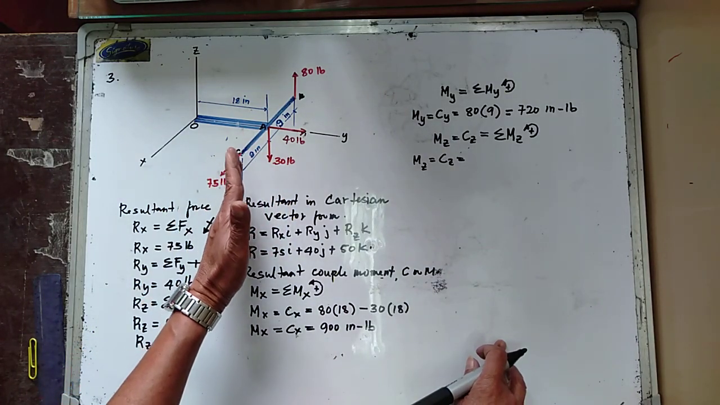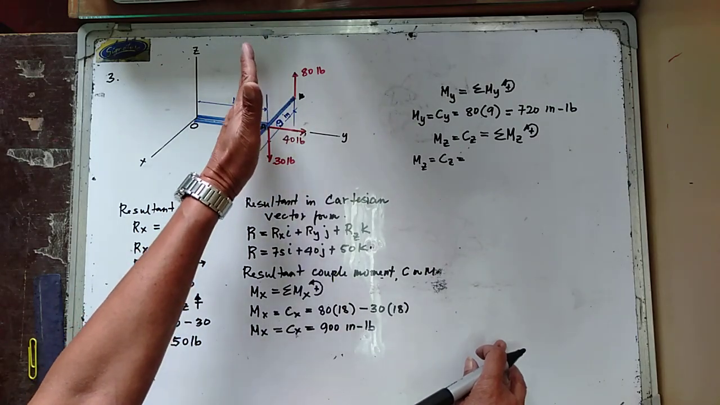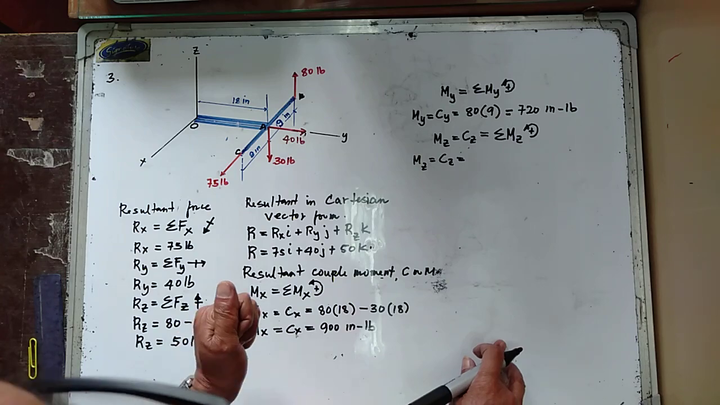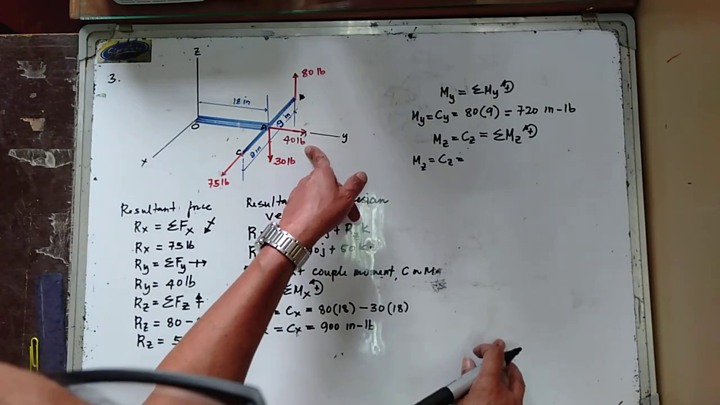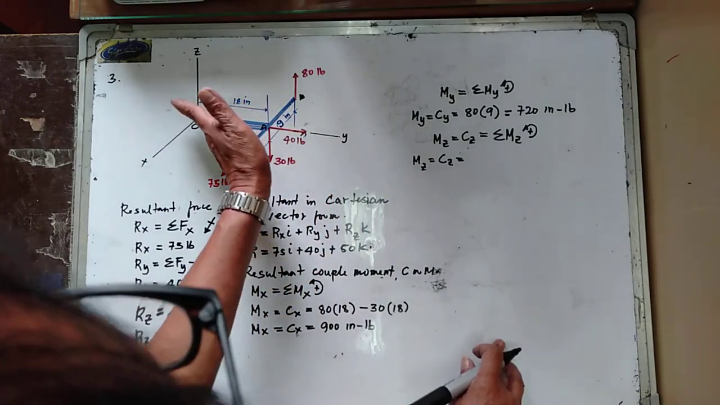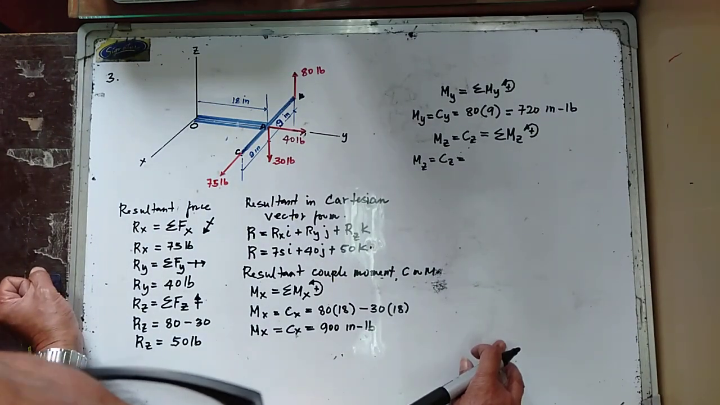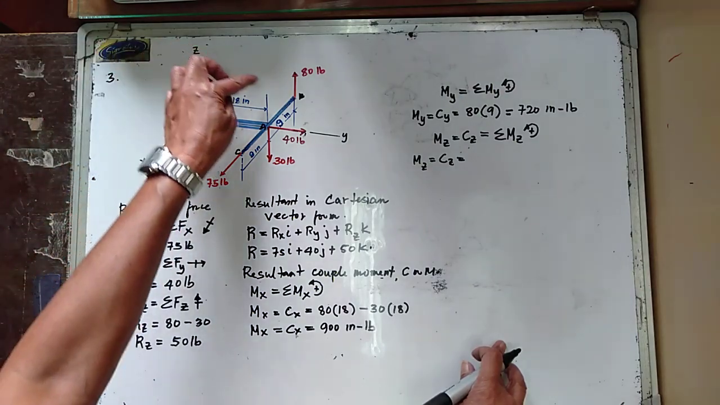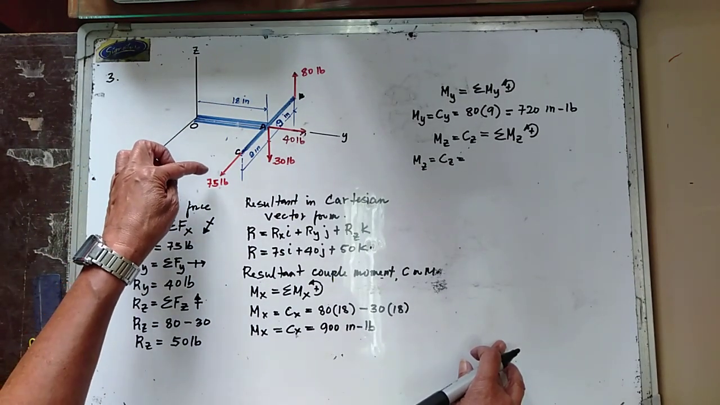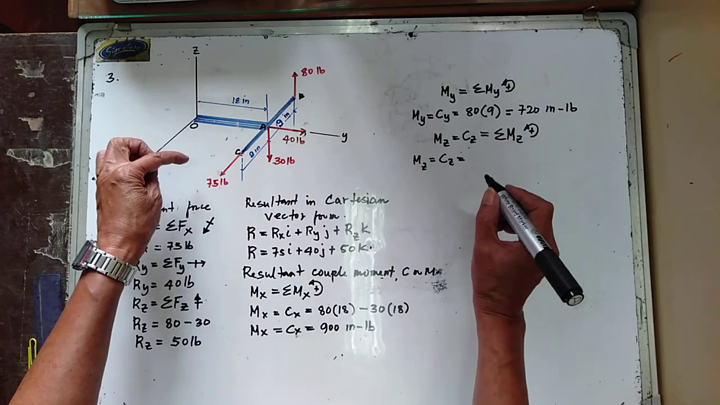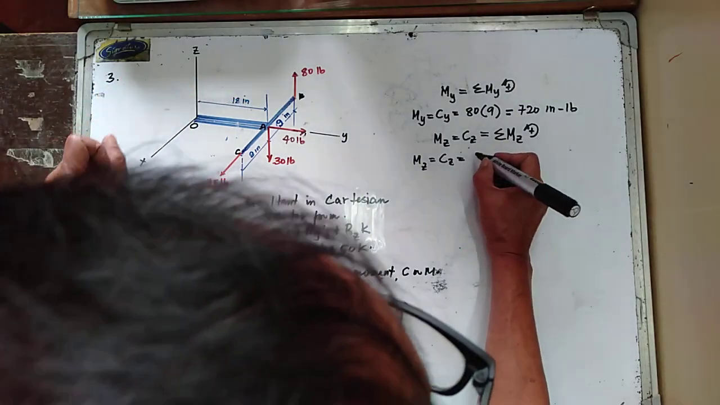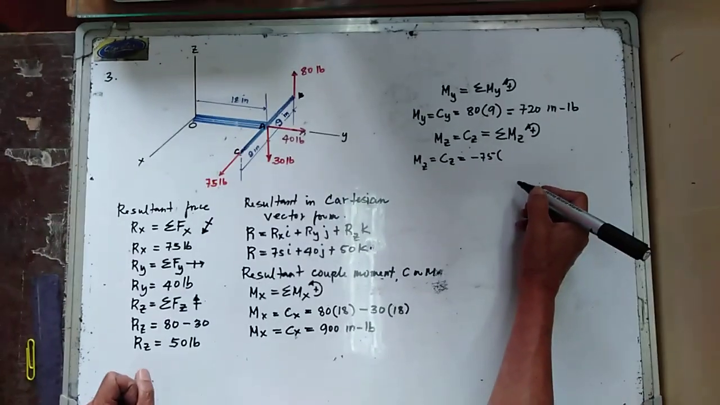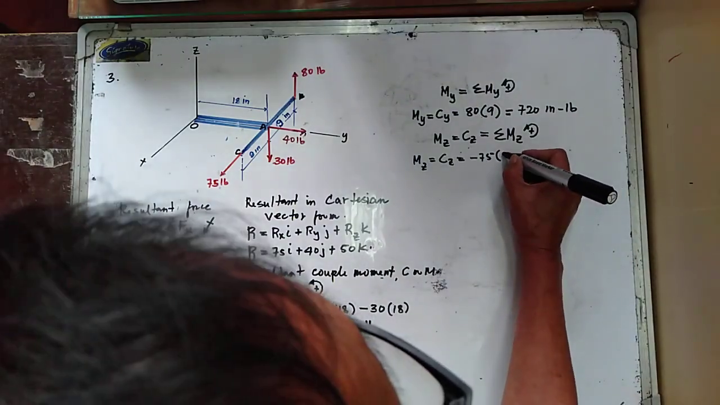We'll have no moment about the z-axis because these two forces are parallel to the z-axis. The 40 pounds has no moment about the z-axis because it intersects the z-axis. So only the 75 pounds has moment about the z-axis. And the 75 pounds is going clockwise. So we have minus 75. The moment arm is 18 inches.